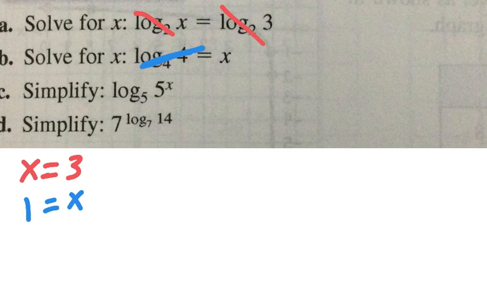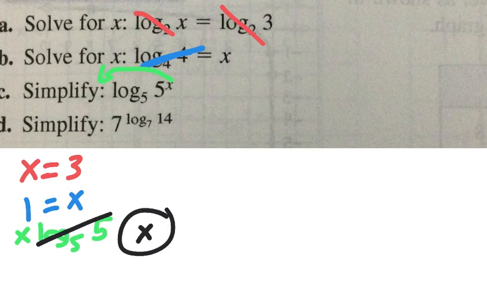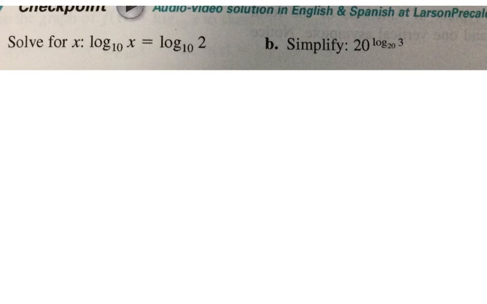Next, C part. Log base 5 of 5 to the x. So we can move the x out front, which means I have x times log base 5 of 5. Well, log base 5 of 5 is 1, which leaves me with just x. And D part, 7 raised to the log base 7 of 14. Well, 7 raised to log base 7 essentially cancels out, which leaves me with 14. Okay, try these two.